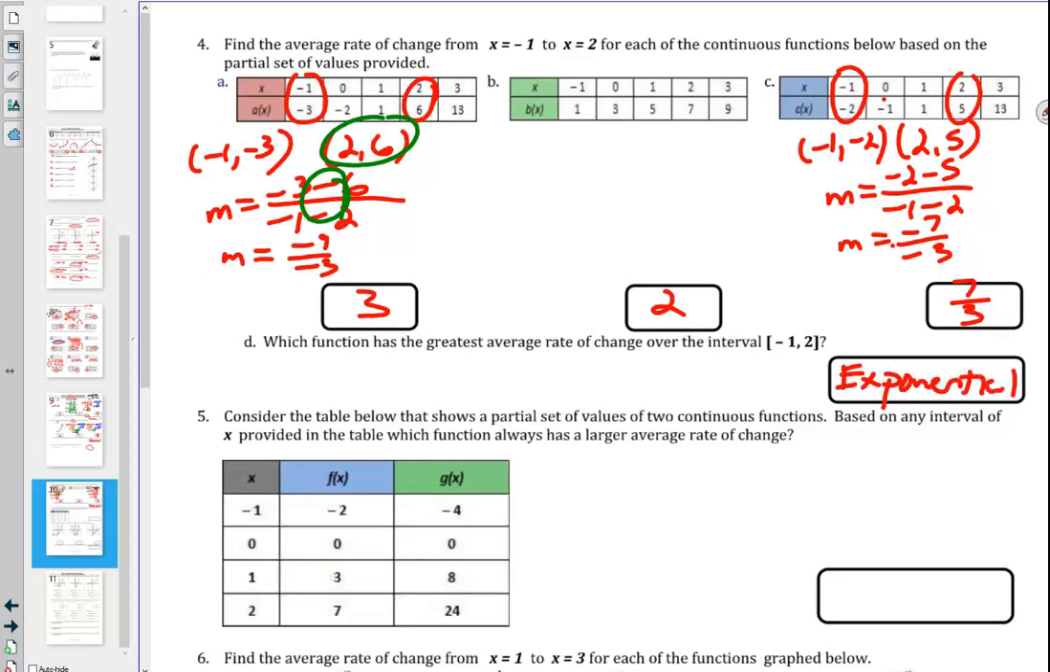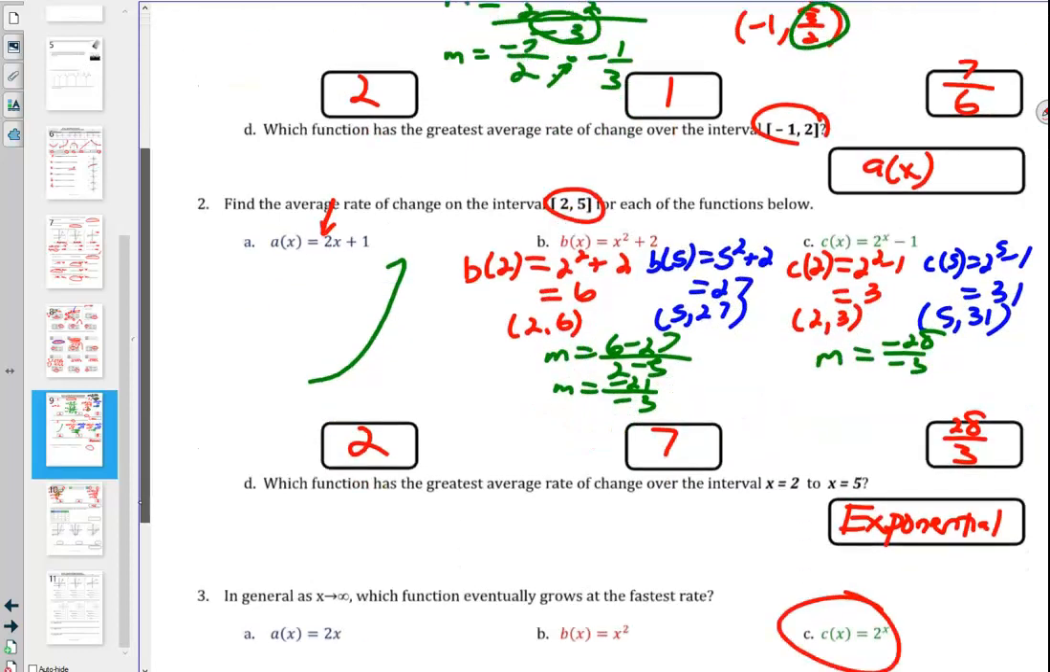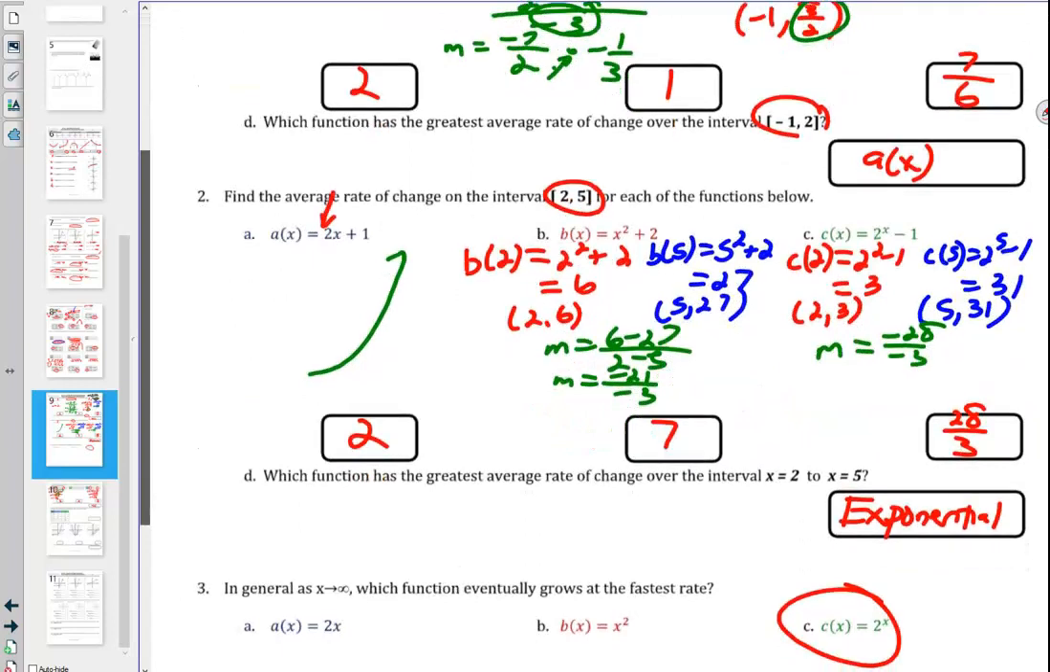You know what? On all of these, they probably wanted us to name it. So this one was named A of X. So I think that's probably what we should have put there, A of X. Let me see, the other ones have names? Yeah. This first one would have been A of X. The linear one. And on the other one, there was C of X.